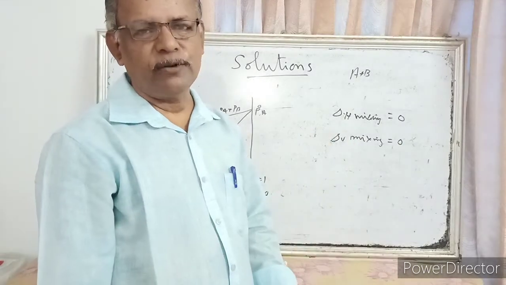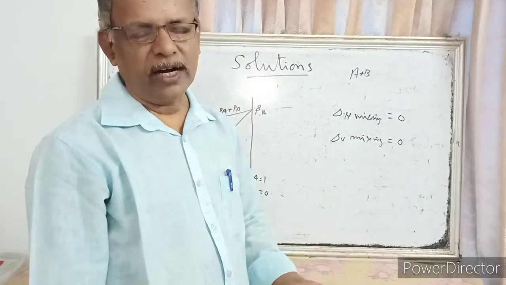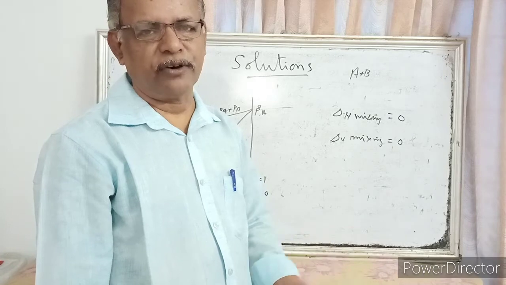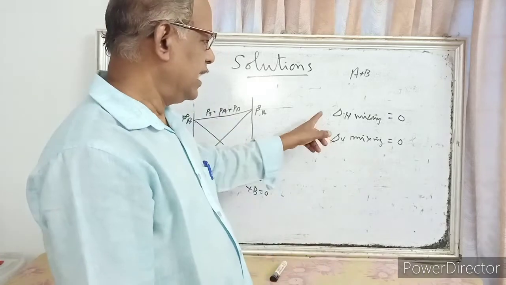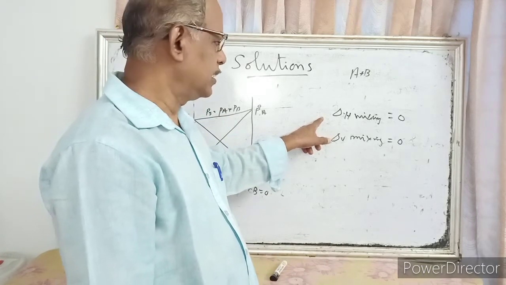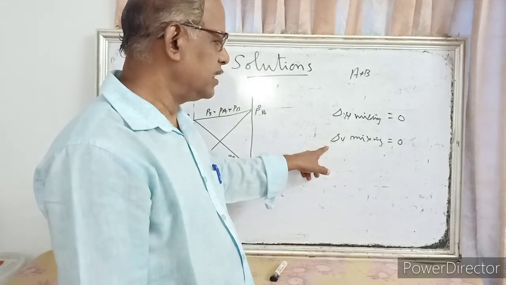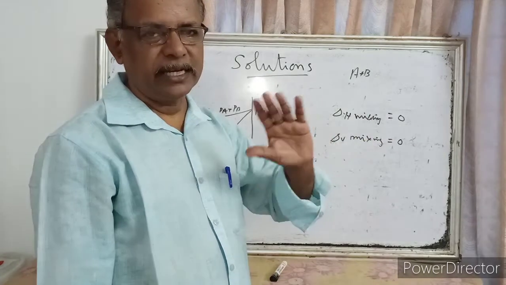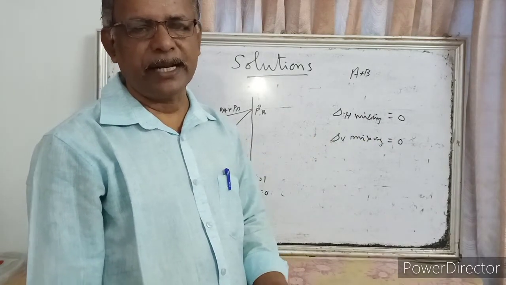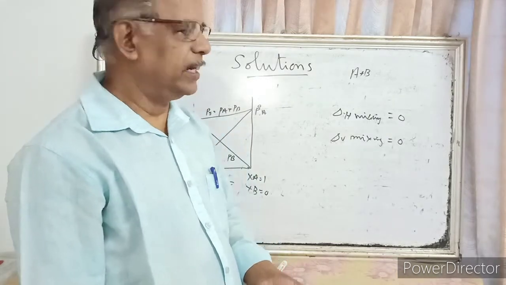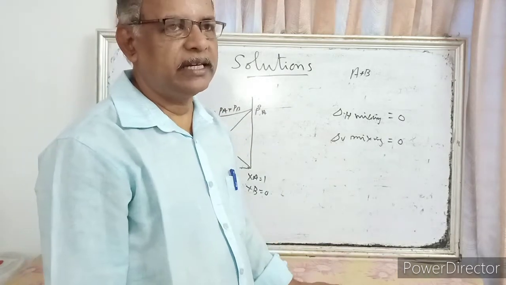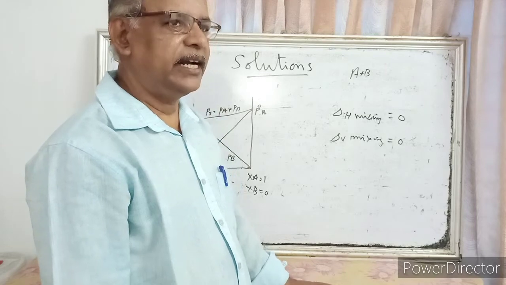So what is an ideal solution? An ideal solution is one which will obey Raoult's law for the entire concentration range, and delta H mixing is equal to 0 and delta V mixing is equal to 0. That is, there should not be any change in temperature and there should not be any change in volume. Then such solutions are called ideal solutions.